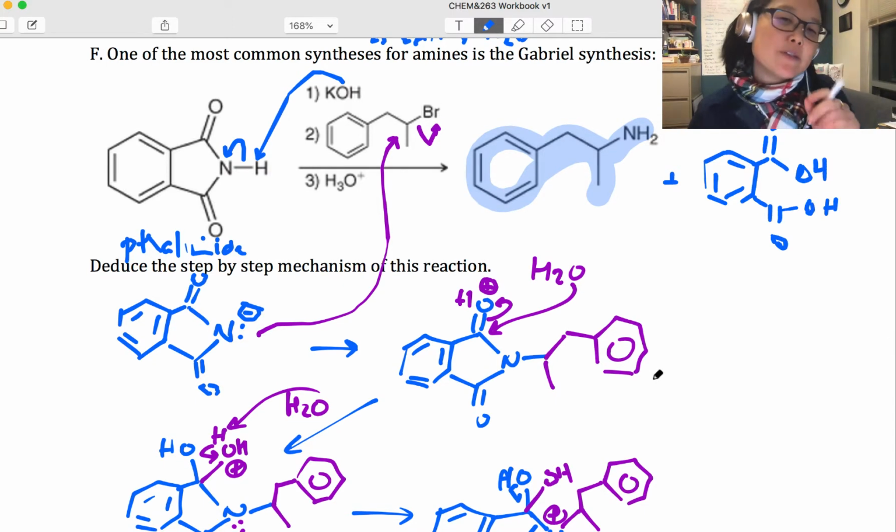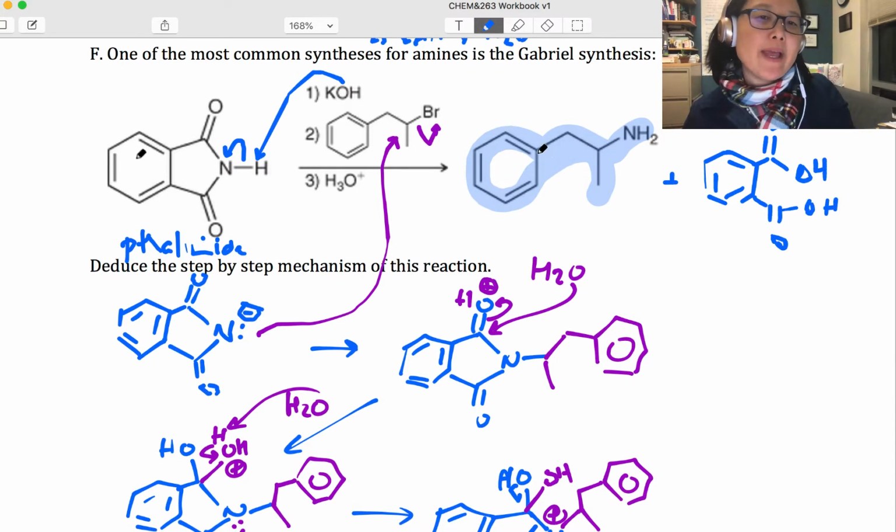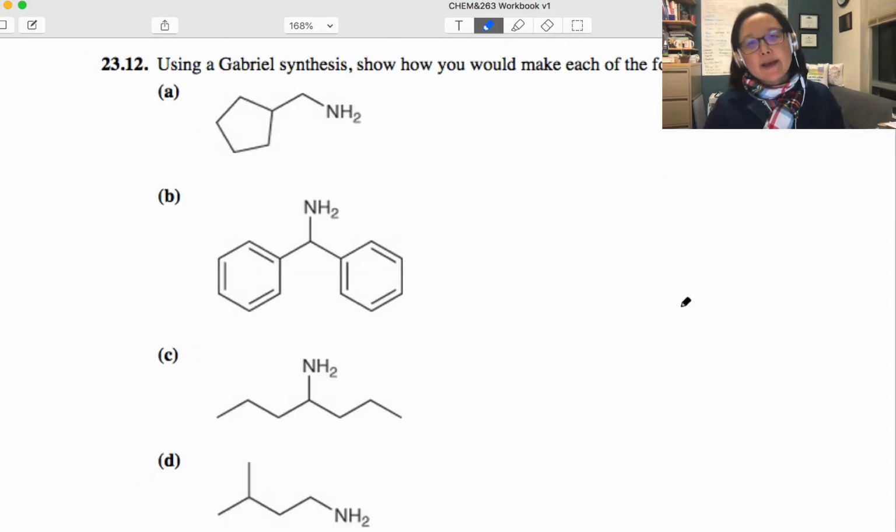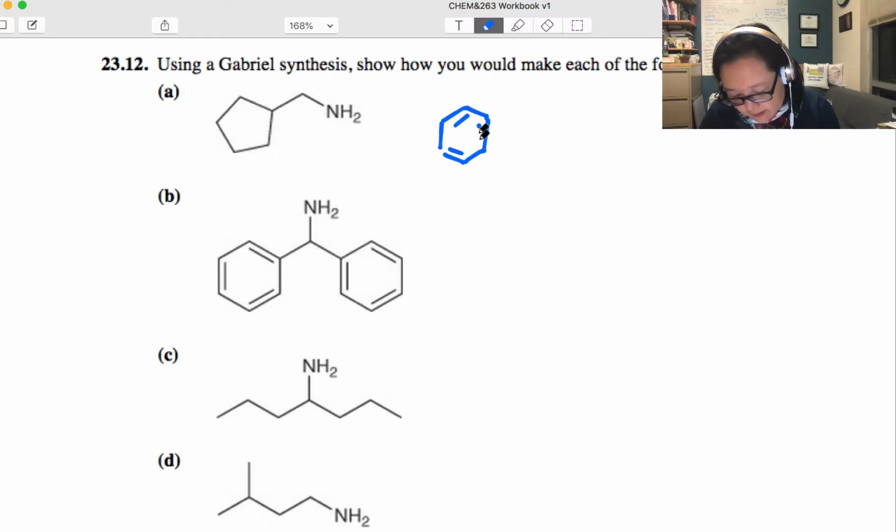Okay. Usually the synthesis is written this way, starting with phthalimide, KOH, alkyl halide, and acid work up for the hydrolysis. Okay, and that's how you get your amine. So using Gabriel synthesis, how would you make each of the following? So I would start with phthalimide. So it helps to practice drawing this. Okay, it's basically like this.